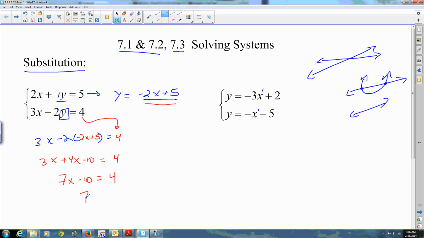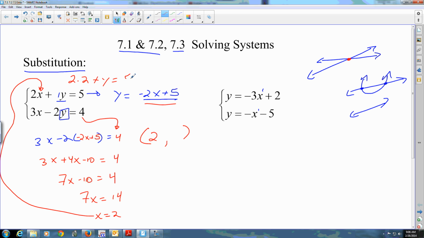Add the 10. 7x is equal to 14. Divide by 7, x is 2. You're looking for a coordinate where the lines touch. So you're looking for an xy value. You found the x is 2. Now you have to find the y value. And you can do that by filling it back into the original equation. And you get 2 times 2 plus y is 5. That's 4. Subtract the 4 and you get 1.